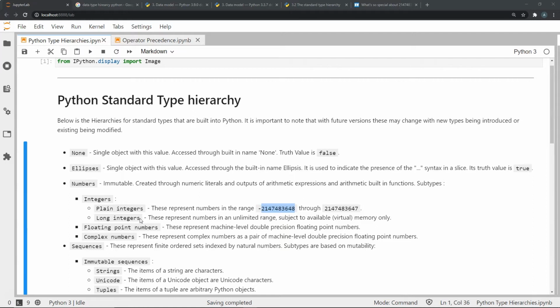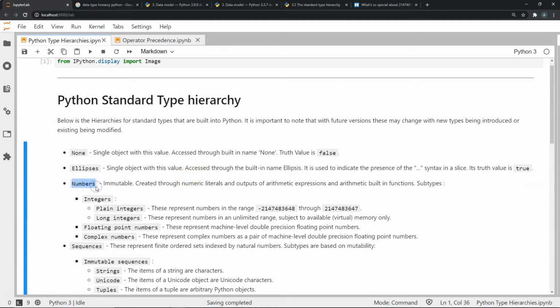Then there is the Ellipsis. Ellipsis is something that you might encounter later. It is accessed through the built-in name Ellipsis. It is used to indicate the presence of this particular syntax, this particular symbol, in a slice. Its truth value is true. Again, don't worry too much about Ellipsis right now.